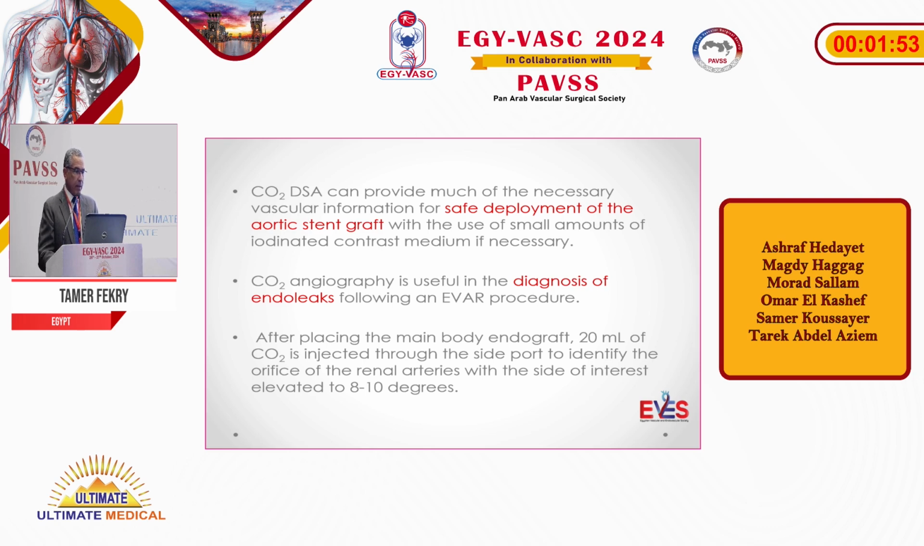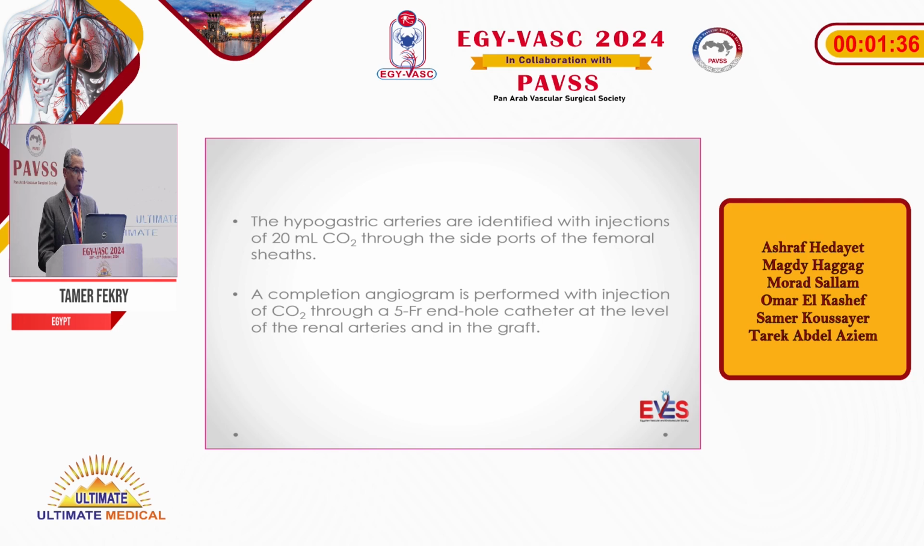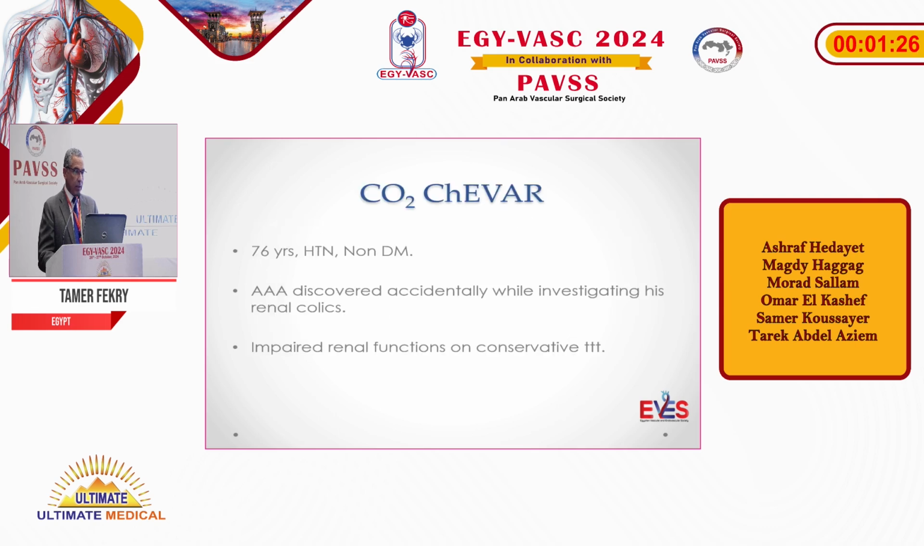After placing the main body endograft, inject 20 milliliters of CO2 through the side port to identify the orifices of the renal arteries, with side elevation of the table to 8 to 10 degrees to see the renal arteries in good quality. Hypogastric arteries can be identified with injection of 20 milliliters of CO2 through the femoral sheath. And of course, completion angiography is enough with CO2, but you can use a minimal amount of dye.